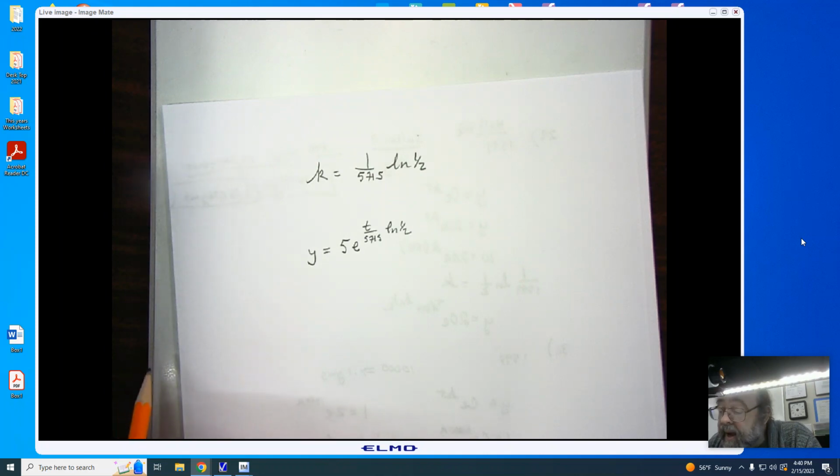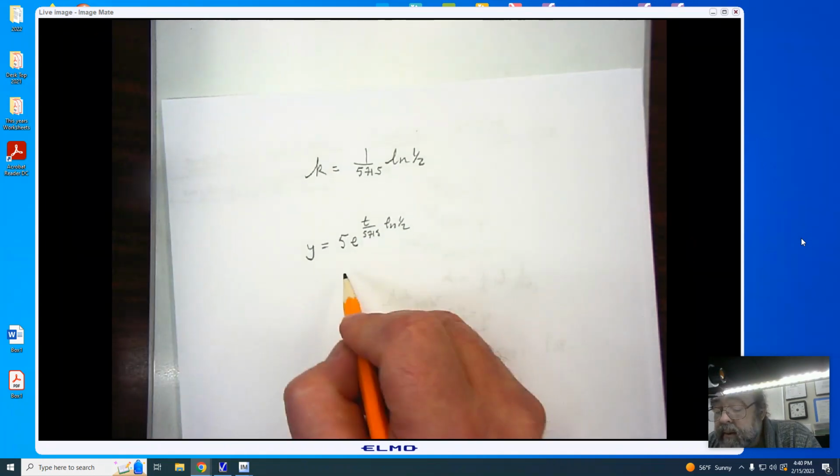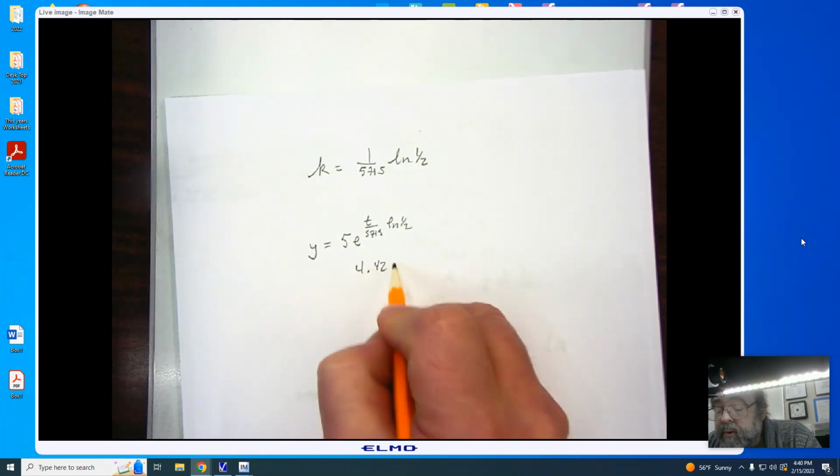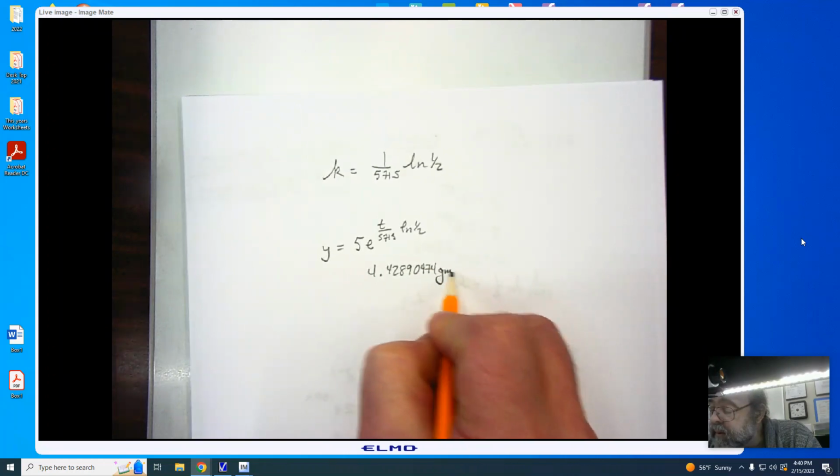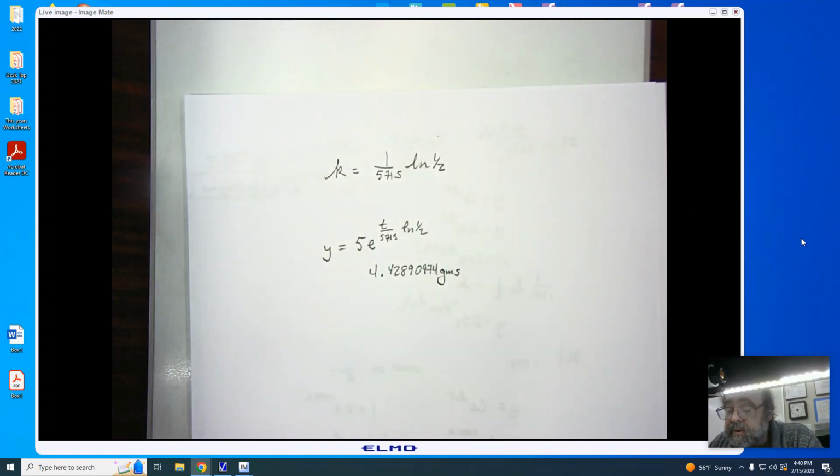5 times e to the power of 1,000 divided by 5,715 natural log of 1 divided by 2, and I end up getting 4.42890474 grams. And I'm now going to find out what it is with 10,000 years.